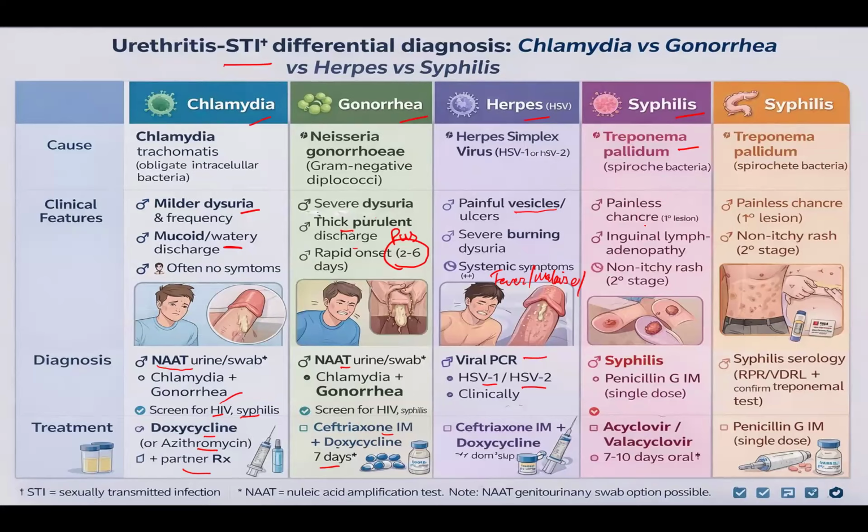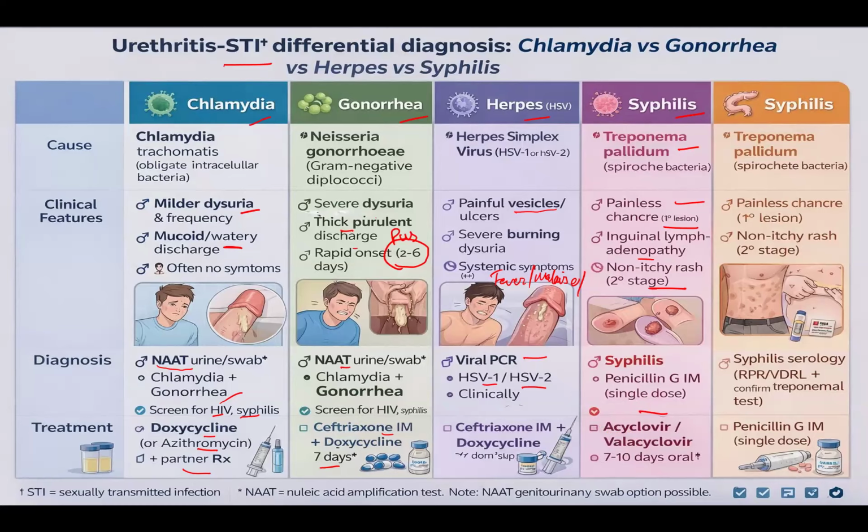Now here in syphilis, everyone must have known that, I have taken syphilis already in my last classes. There is going to be a painless chancre, that is your primary lesion. After that, this chancre will be there for months or maybe years. Then we'll have the inguinal lymphadenopathy and non-itching rashes, which is going to be your stage 2, or secondary syphilis. The drug of choice in syphilis is going to be penicillin G intramuscular single dose. Along with that, sometimes you can give acyclovir, valacyclovir if needed. Sometimes syphilis can also be accompanied with HSV.